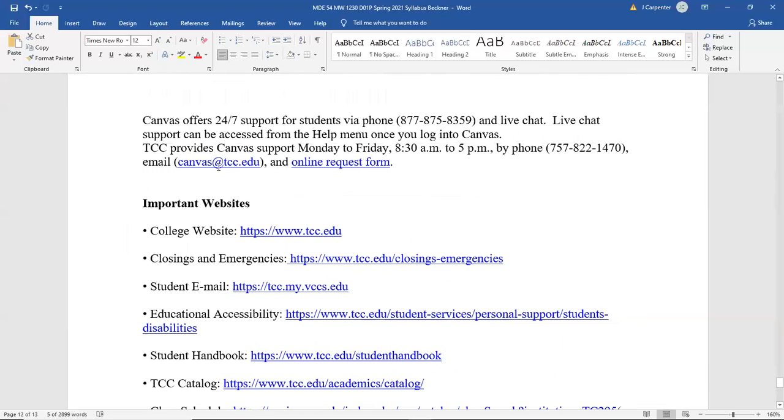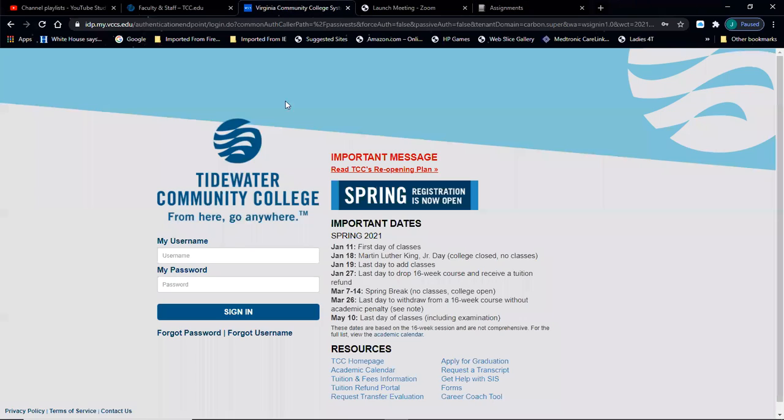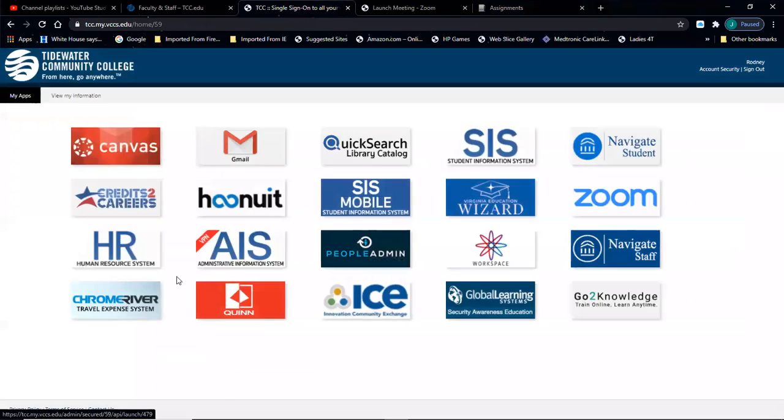All right, so Canvas. We use Canvas for this course lightly. We use it heavily for Math 154 and lightly for 54. We're much more about MyMathLab here. So just really quickly, because it's quicker, what does the Canvas course look like?